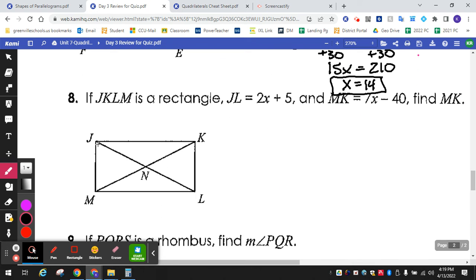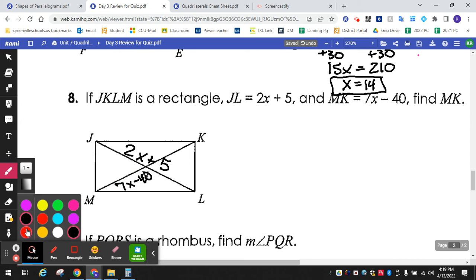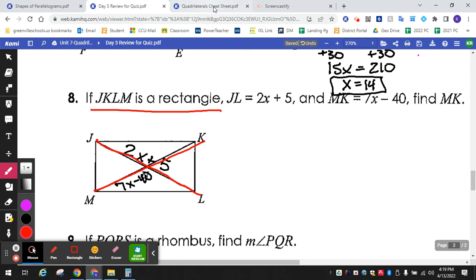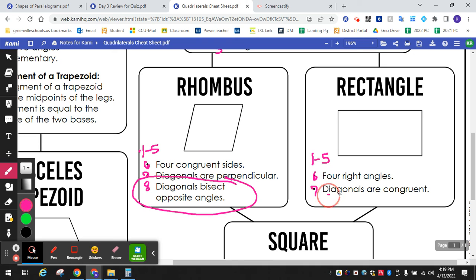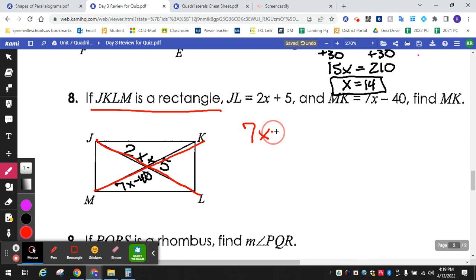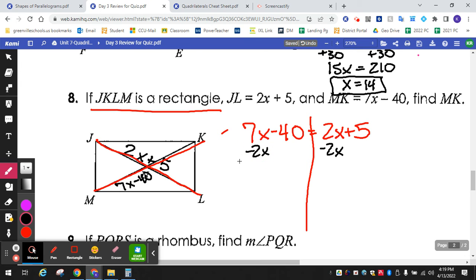J to L, this diagonal, is 2x plus 5. M to K is 7x minus 40. So we're talking about the diagonals of both. Just to check, rectangles, diagonals are congruent. So that means we're setting them equal. So 7x minus 40 equals 2x plus 5. I like to put the most number of x's on the left, just because most people like their variables on the left. But if you flipped it and put 2x plus 5 first and then 7x minus 40 last, that's fine. Don't worry about that.